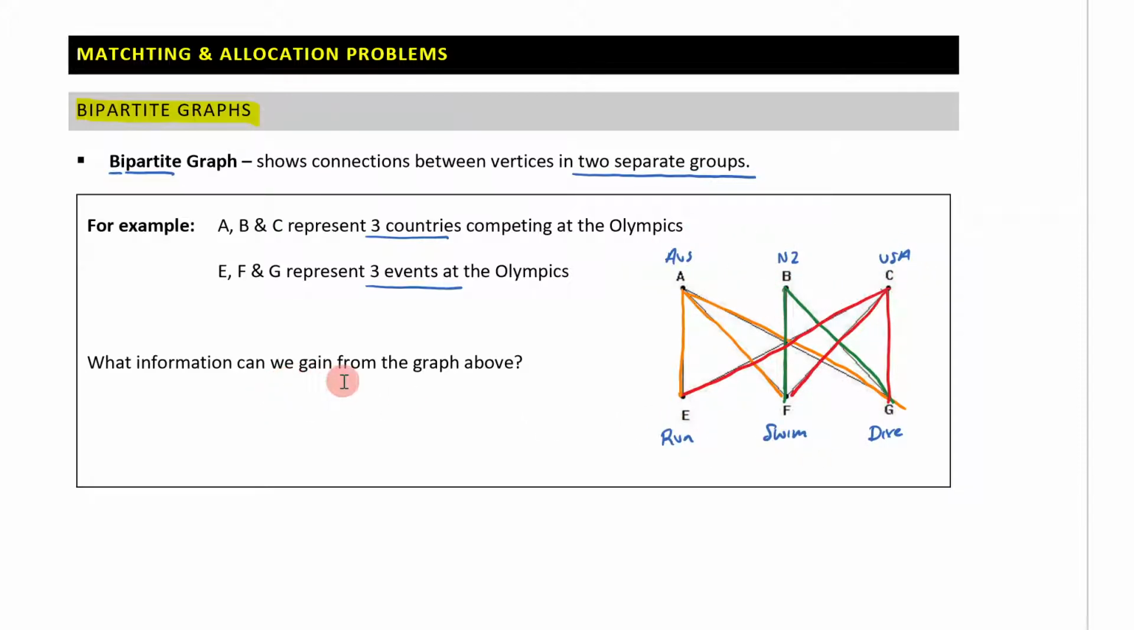So what information can we gain from the graph above? So here it is right here. We can determine which countries are performing in which events. So that is a nice little introduction as to what bipartite graphs are.